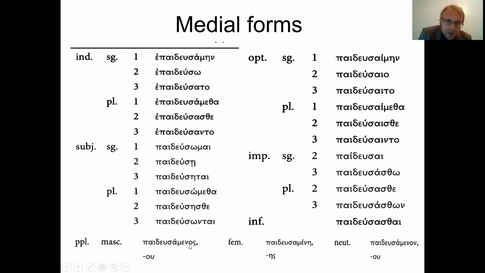Yes, and of course, just like in the present medial passive participle, they are inflected in the second declension in the masculine and the neuter. So the ending os or on is the part which is inflected here, and then they are inflected in the first declension in the feminine. So then it's this eta here at the end, which is inflected in the first declension.